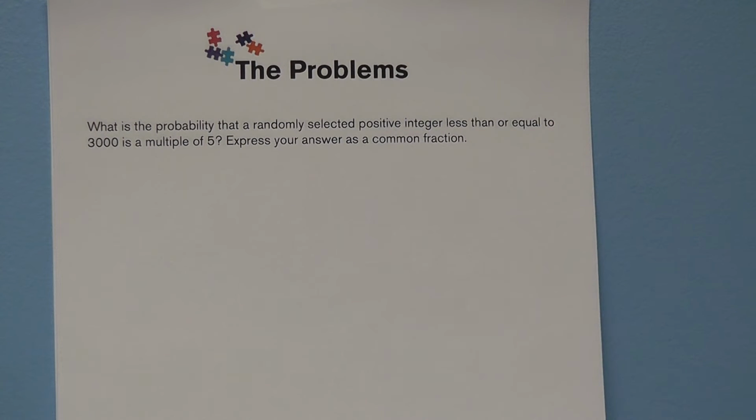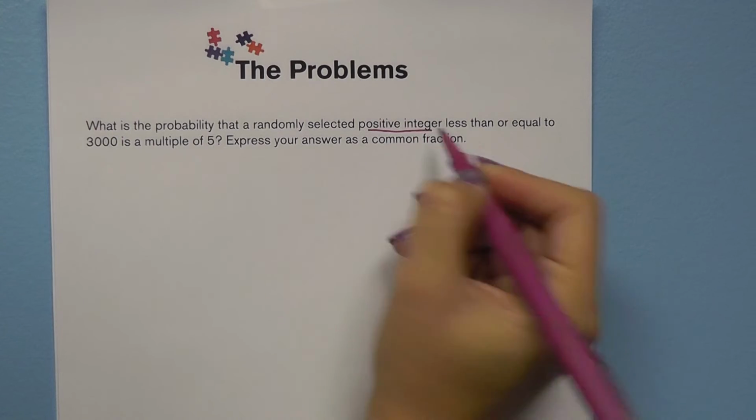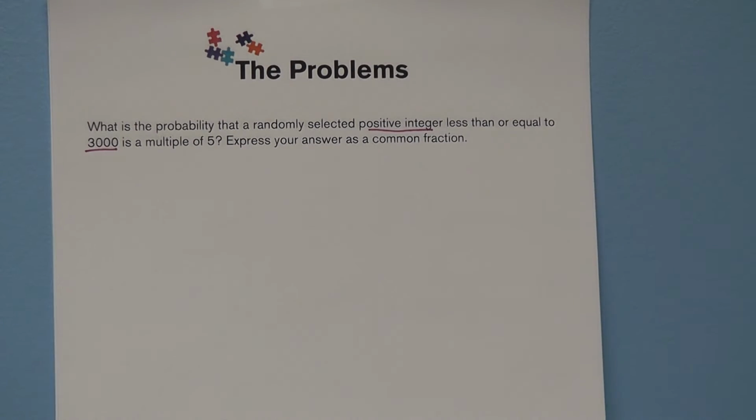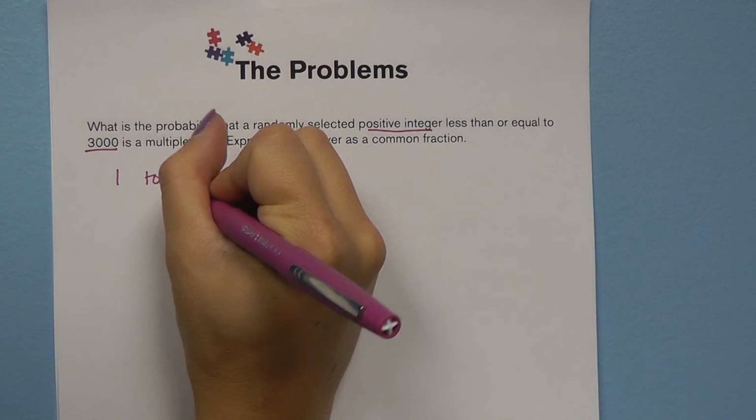All right, so the final probability problem we're going to look at says, what is the probability that a randomly selected positive integer less than or equal to 3,000 is a multiple of 5? Express your answer as a common fraction. So again, there's a few things going on here. First, we're looking at positive integers only up to 3,000. An integer is just a whole number, so the positive integers up to 3,000 are just the numbers 1 to 3,000.